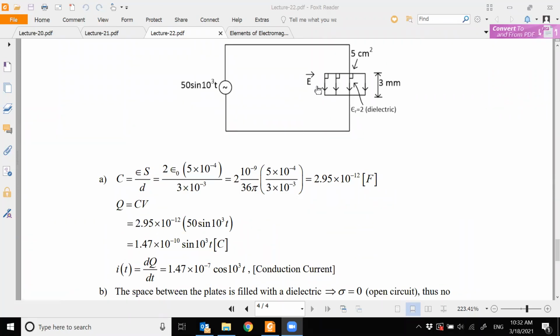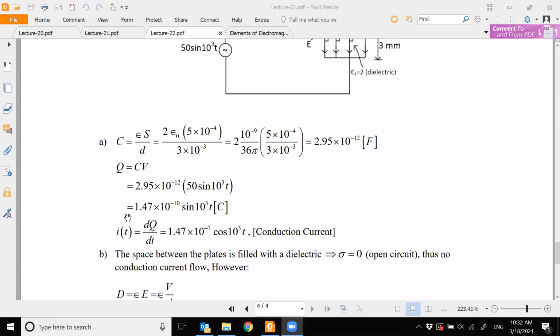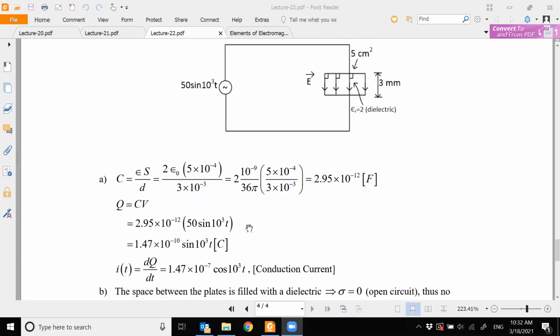Once you know the charge which is staying on this capacitor plate, either this or this plate, can I find the current? Yes, because the current is dq over dt. So find the derivative of this, and then this is my current. This is the current which is flowing in this wire. So how did I do it? I found the charge on this capacitor plate, and then I took the derivative of that charge to find the current which is flowing in this wire.